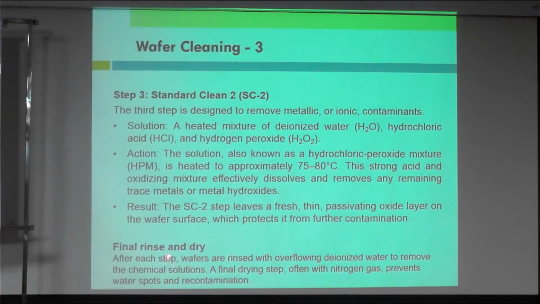Then you have a final rinse and dry. After each step, wafers are rinsed with overflowing deionized water to remove the chemical solution. Then you dry with nitrogen gas to prevent water spots and recontamination. And sometimes we also dry it in an oven.